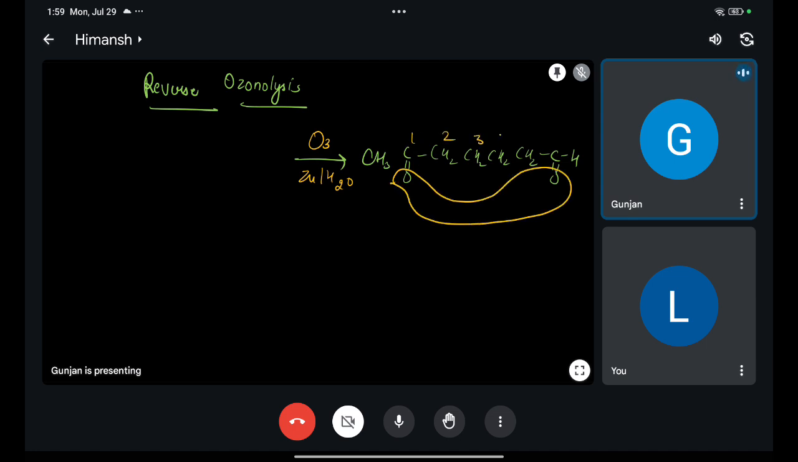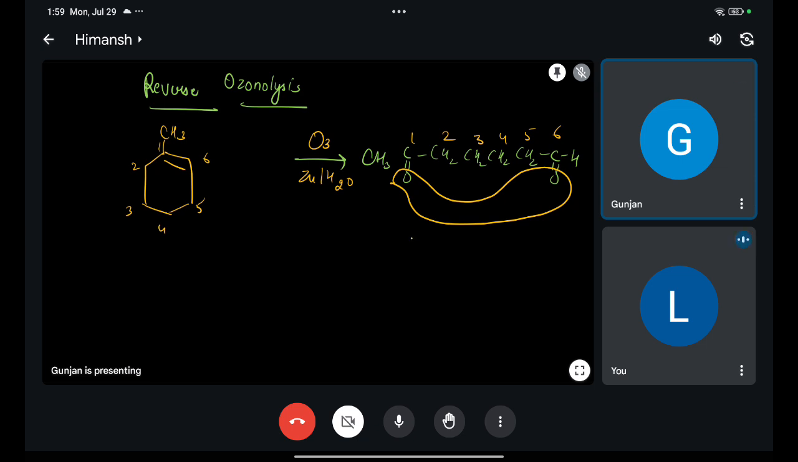1, 2, 3, 4, 5, 6. Make a 6 number ring. Create a double bond in between the first and sixth carbon like this. The first carbon contains CH3, so put a CH3 over here. So this is your structure. Got it or no? Reverse ozonolysis means you have to take the reactant from the product.